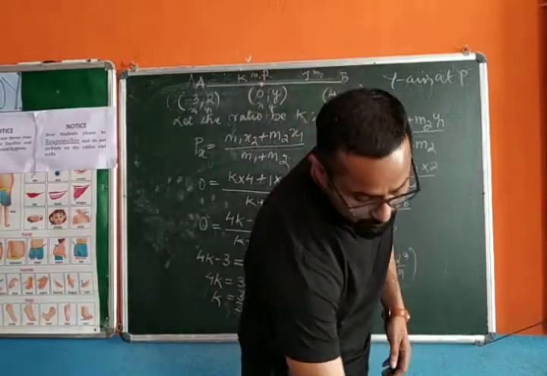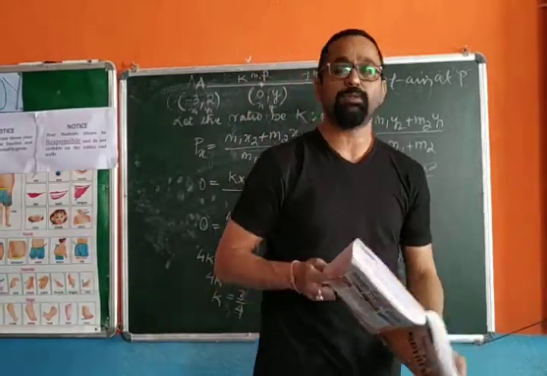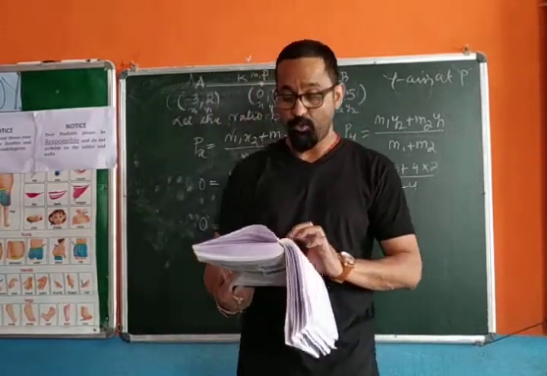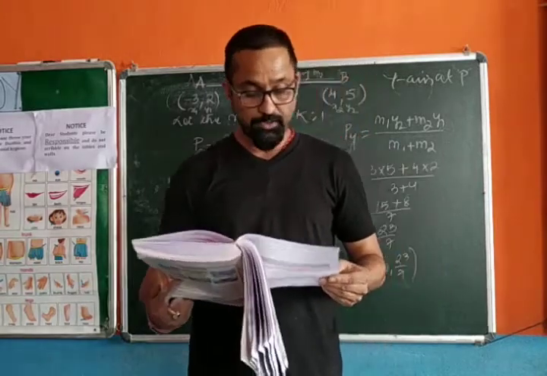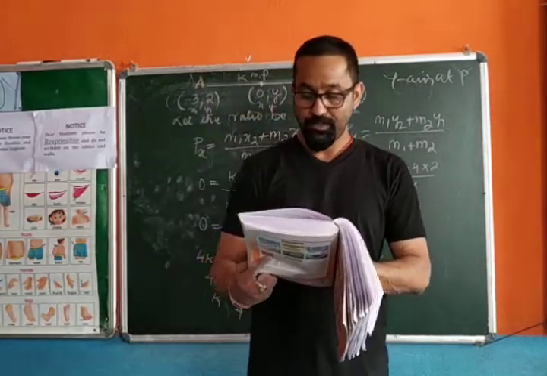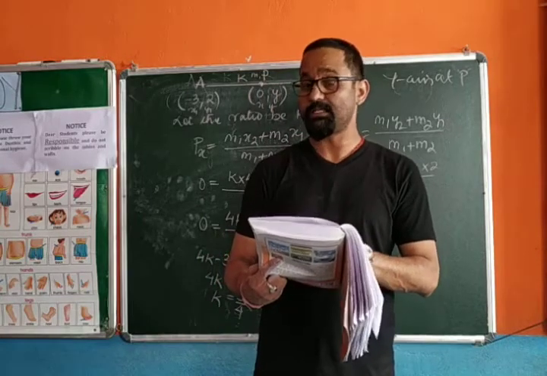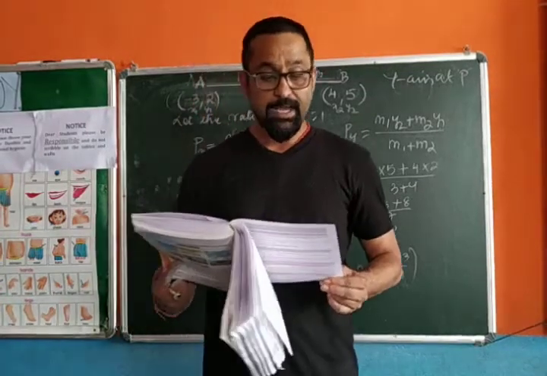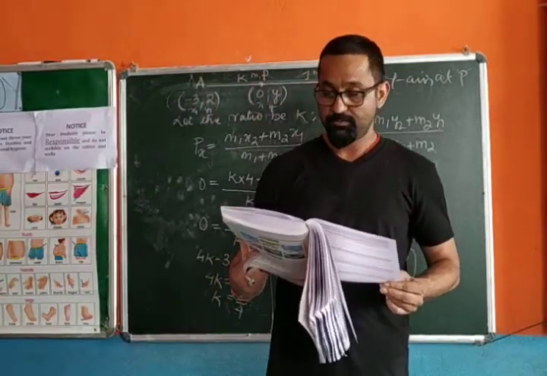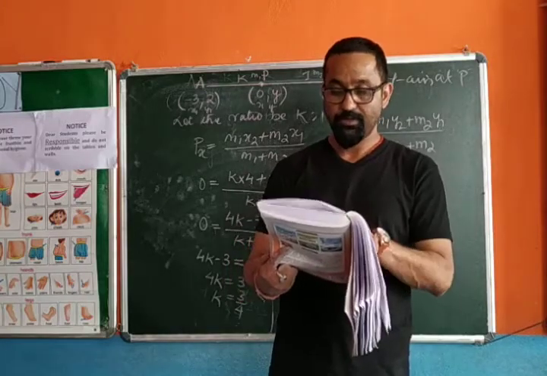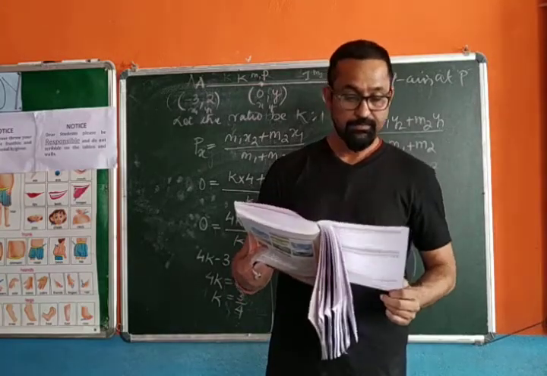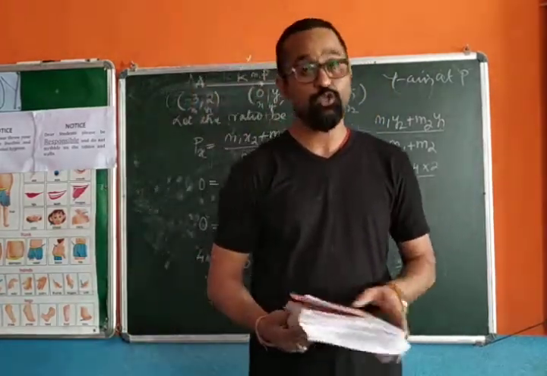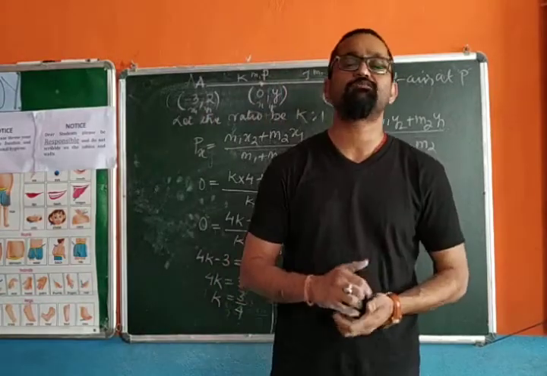And you have some more important sums from the examples. You could try those sums also. It is example number 1, example 4, example 6 is very, very important, 7, example number 12, 13, example number 15. So these are sums you have to solve using the section formula.